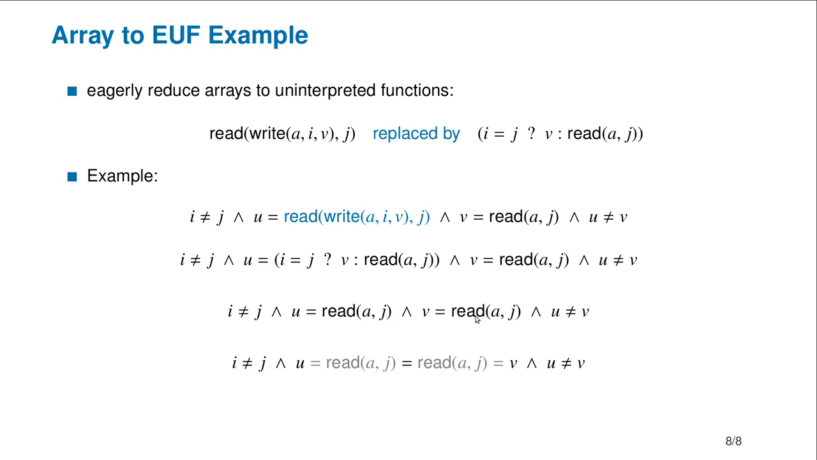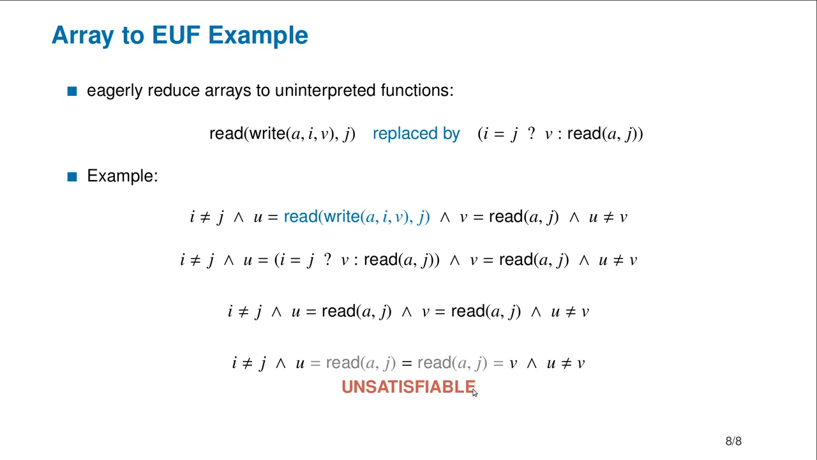Okay, but when we now look at the formula, we see that read a j occurs here and it occurs here, and because of transitivity, we can now conclude that u equals read a j, and this is the same as the read a j here, and this is the same as v. But if we have this, we can conclude that u has to be the same as v, but here we state that u and v are different, and therefore the formula is unsatisfiable.